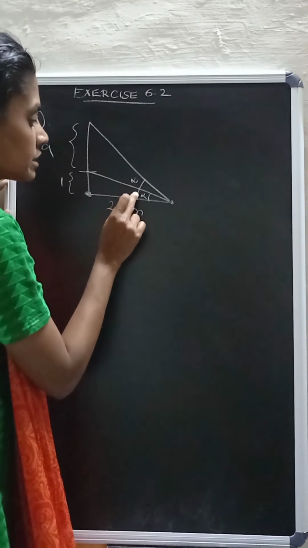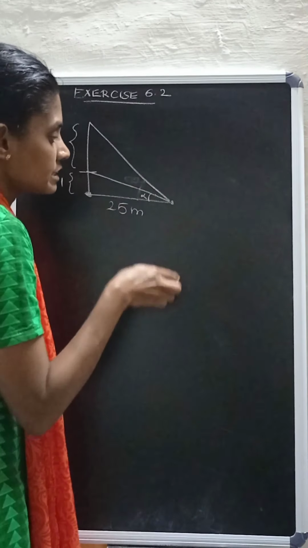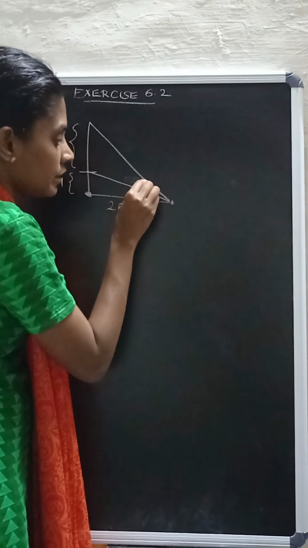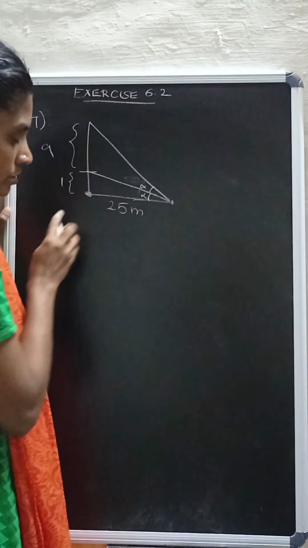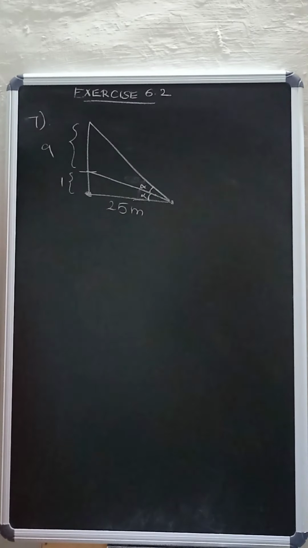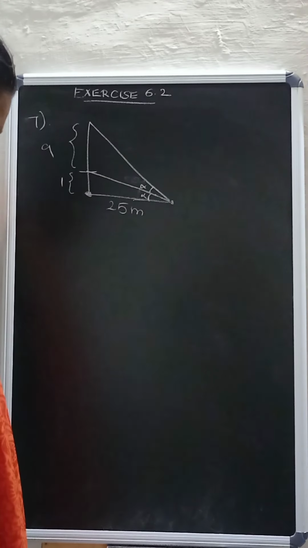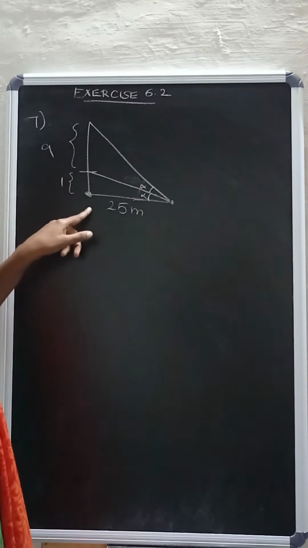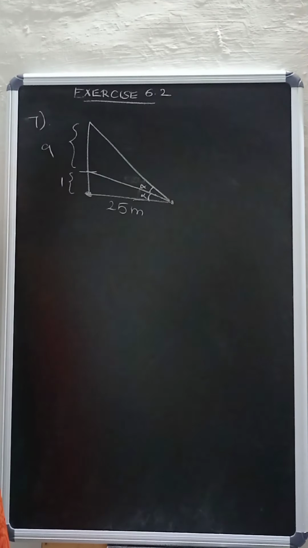So here, a small correction. The pole subtends equal angles. So if this is alpha, this is also going to be alpha. This will be the angle bisector. The two parts subtend equal angles at the point on the ground. If the two parts subtend equal angles at a place on the ground 25 meters away from the base of the pole, what is the height of the pole?